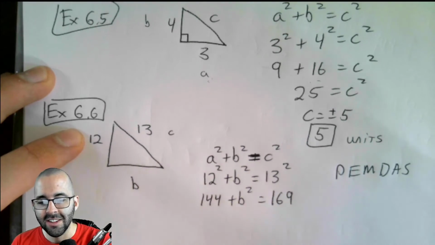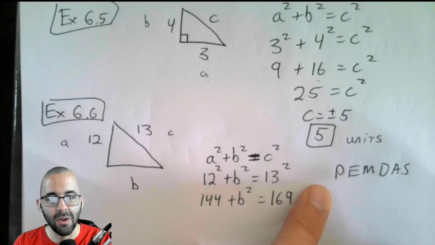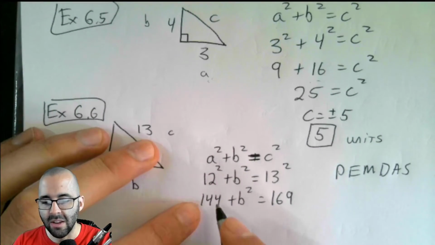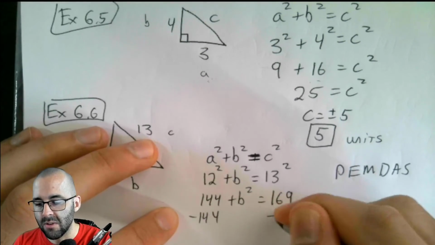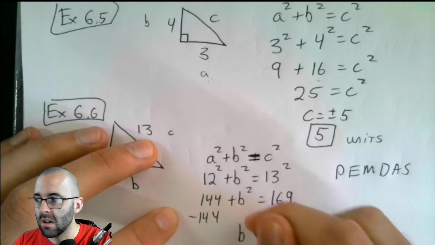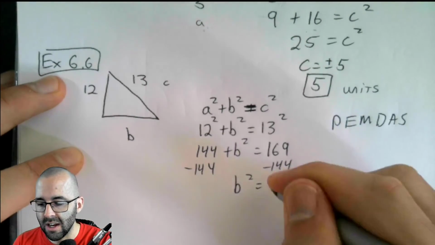Okay? So normally to simplify, we go PEMDAS. To solve, we go the opposite way. So we need to get rid of this summing first. So we subtract the 144, subtract the 144, and we're going to get b squared equals 25.